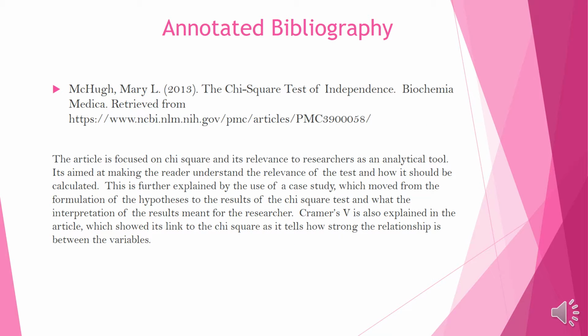The second one is the chi-square test of independence, which was written by Mary L. McHugh. The article is focused on chi-square and its relevance to researchers as an analytical tool. It's aimed at making the reader understand the relevance of the test and how it should be calculated. This is further explained by the use of a case study, which moved from the formulation of the hypothesis to the results of the chi-square test and what the interpretation of the results meant for the researcher. Cramer's V is also explained in the article, which showed its link to the chi-square as it tells how strong the relationship is between the variables.